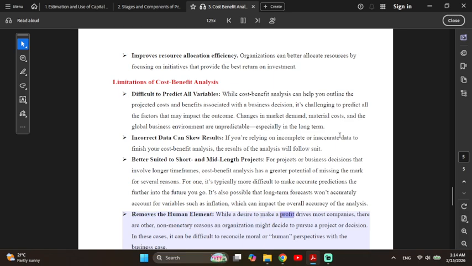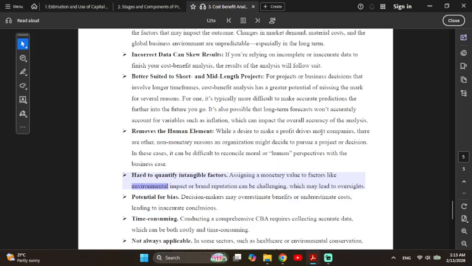Removes the human element. While a desire to make a profit drives most companies, there are other, non-monetary reasons an organization might decide to pursue a project or decision. In these cases, it can be difficult to reconcile moral or human perspectives with the business case. Hard to quantify intangible factors. Assigning a monetary value to factors like environmental impact or brand reputation can be challenging, which may lead to oversights.